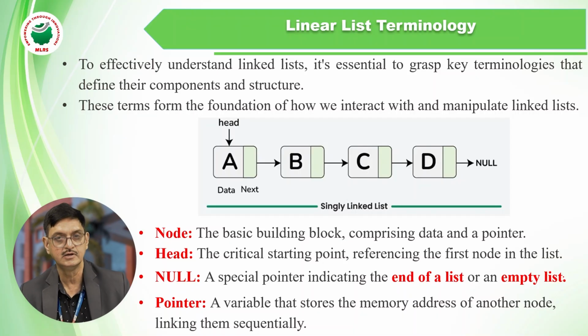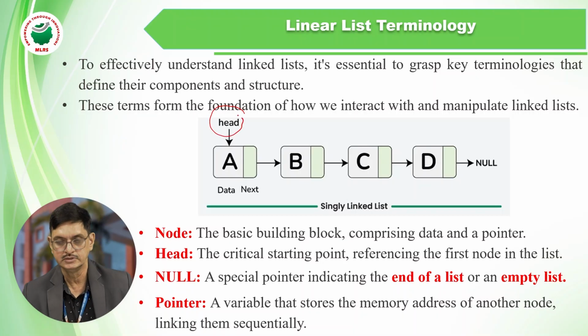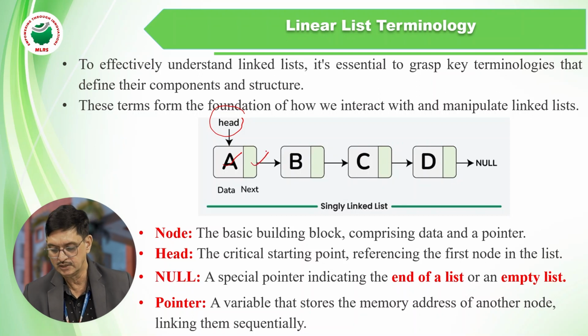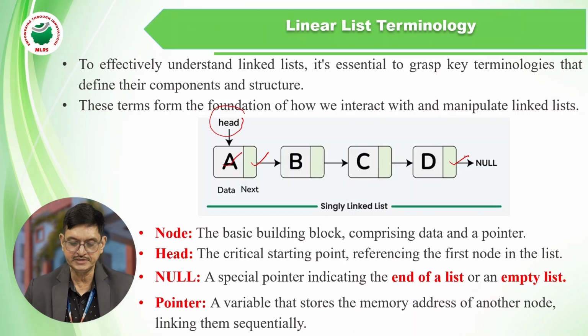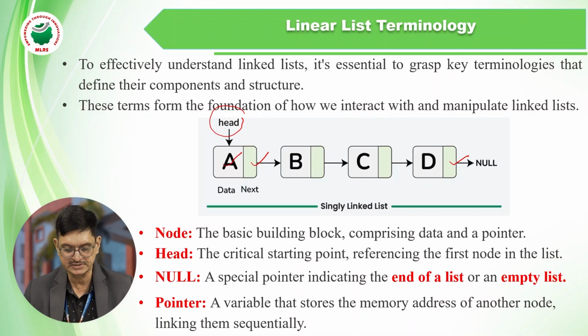In linked list terminology, each linear item is maintained as a node. The initial node is maintained with the head. Subsequent nodes are maintained with the data element and linked to the next node. The last node is maintained with the null value. To efficiently understand the linked list, we need to identify the key terminologies and their components and structure.